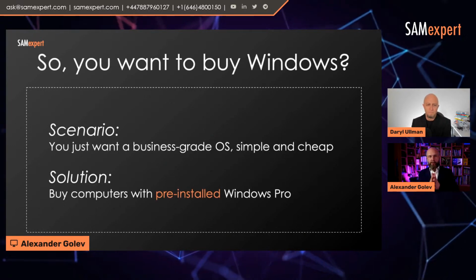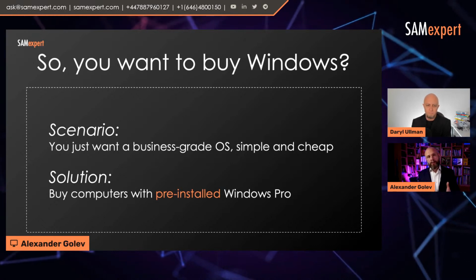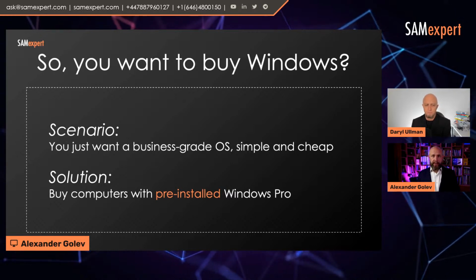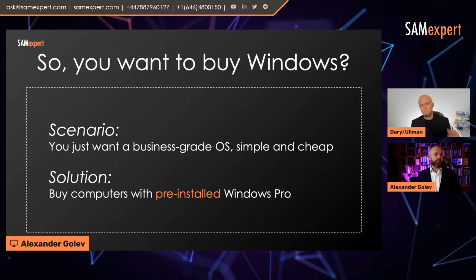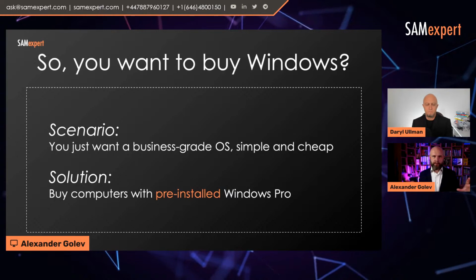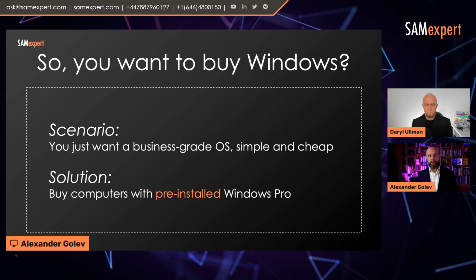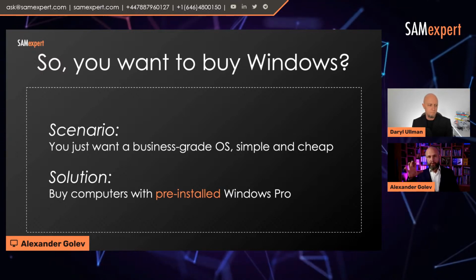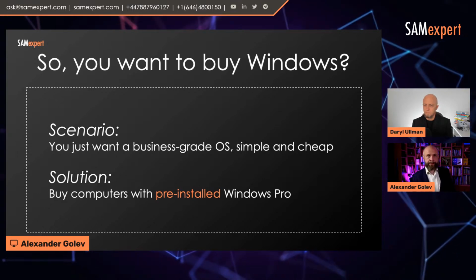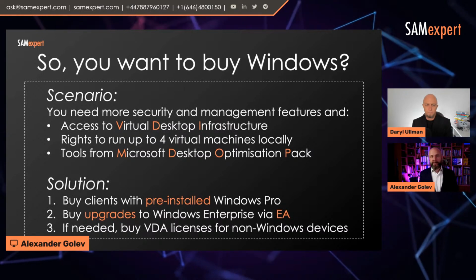So you just want to buy Windows. You know, the simplest scenarios, maybe small business, maybe mid-sized business. I worked with a business that had 25,000 seats. For a few years, I supported their licensing. They decided not to upgrade to Windows Enterprise. They were happy with Pro, with additional security packages, third party and whatnot. What they did, they just bought computers with pre-installed Windows Pro. They may join a domain, they may be centrally managed. That's it.